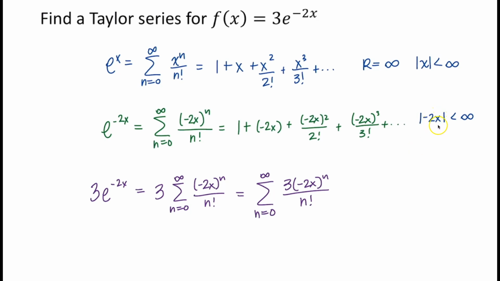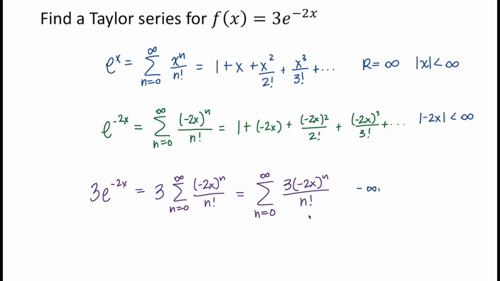So here, yes, it doesn't matter that I multiplied by a negative 2 here. This is still true for any x value. So for any x I substitute in, negative 2 times that value in absolute value is still going to be less than infinity. So the radius of convergence is still infinity, and the interval of convergence is still infinity. And multiplying by a number doesn't change that. So 3e to the negative 2x is exactly equal to this power series for all real numbers.